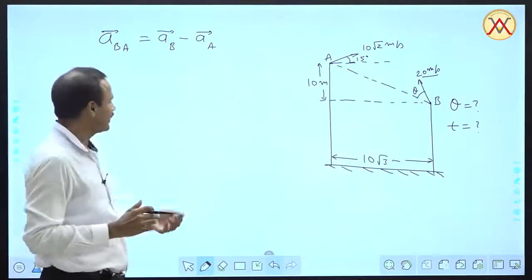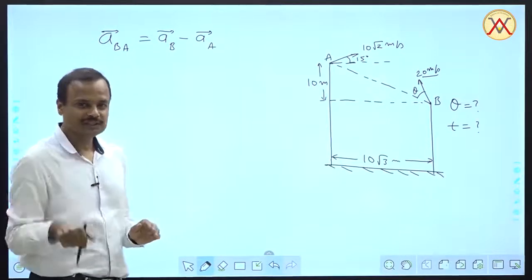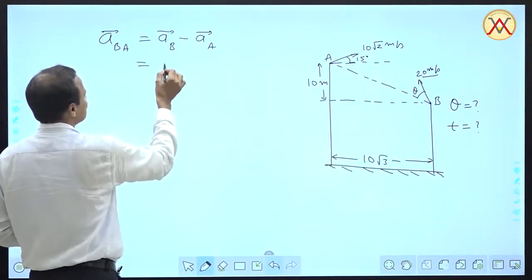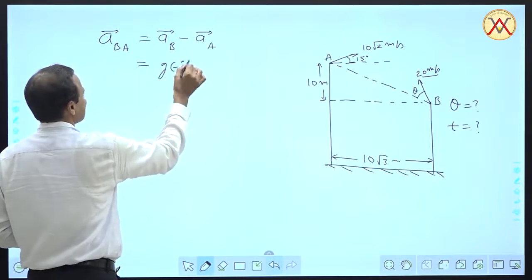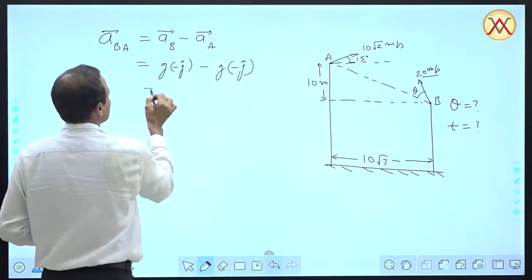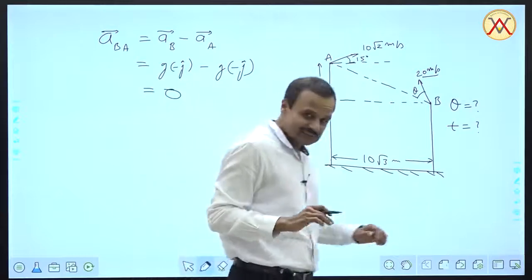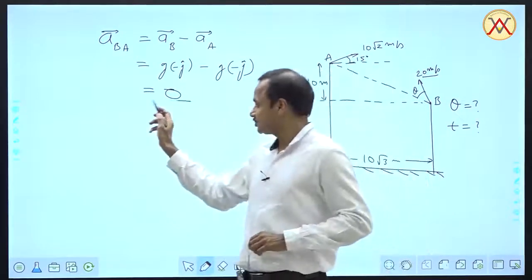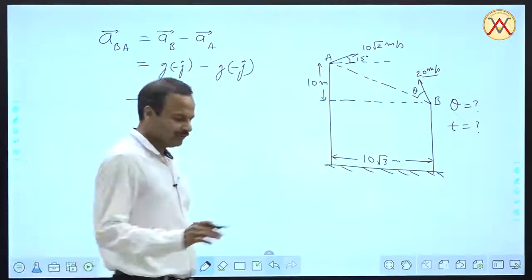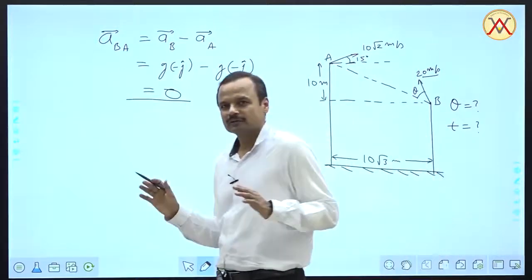So, what will be the value of a_BA, the acceleration of B with respect to A? These two accelerations are equal. They are both g downwards. So, if I write them as g times minus j cap minus again g times minus j cap, you are getting 0 as the relative acceleration. So this is very interesting, and this is the fact which makes this problem easy now. Knowing the fact that acceleration of one projectile with respect to another is 0.